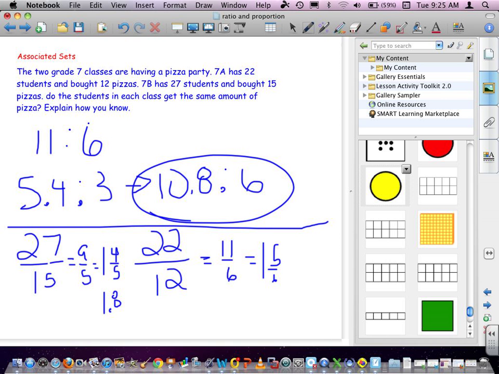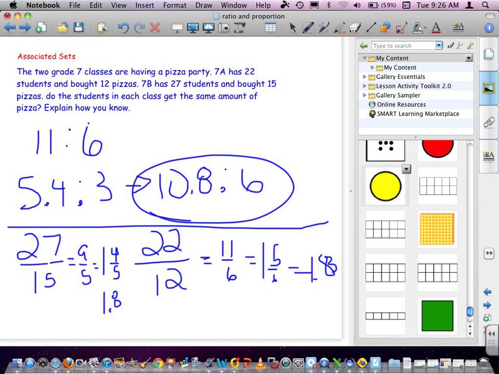Oh, I know what you're doing wrong. We have to flip them. What you've calculated is 1.83. But you're taking the number of kids and dividing by the number of pizzas. What you need to do is take the number of pizzas and divide by the number of kids. So you actually have to take the reciprocals of these to figure out what the difference is. Okay?